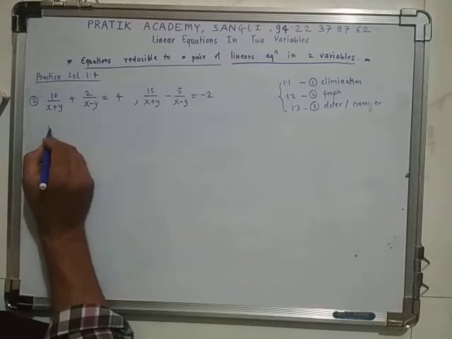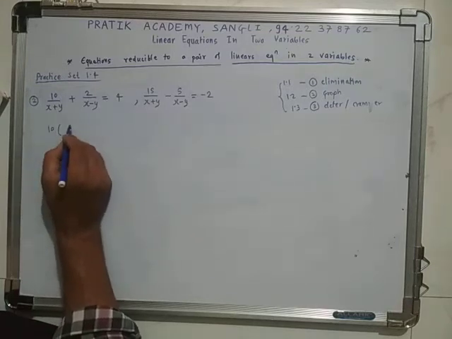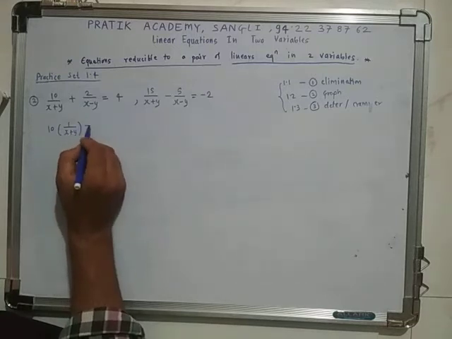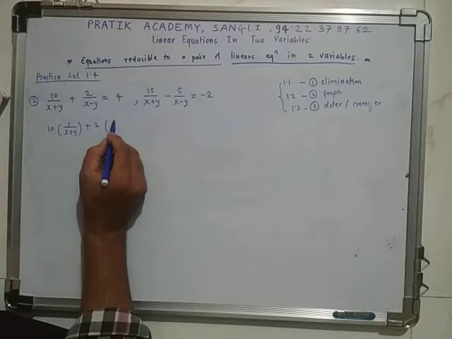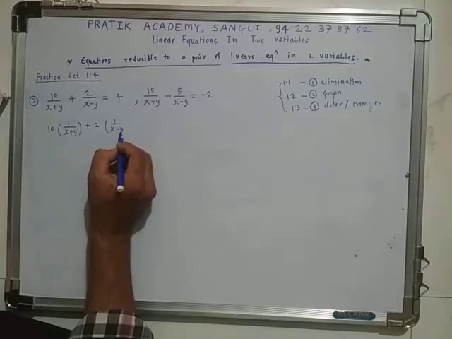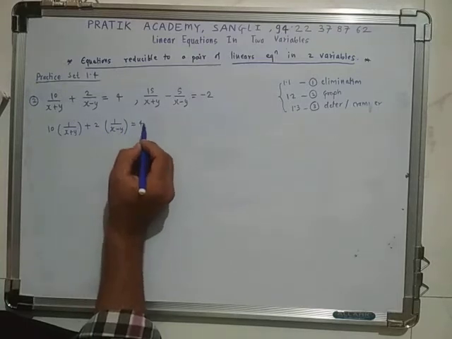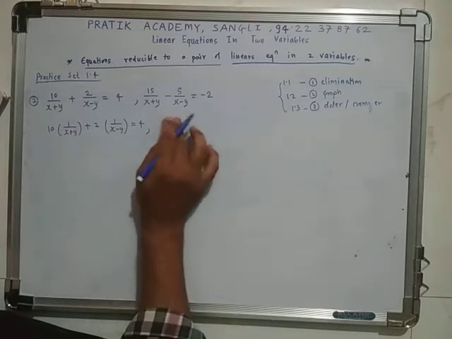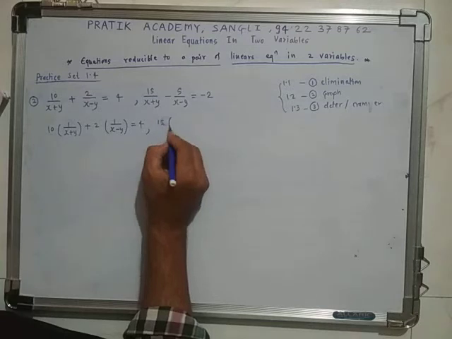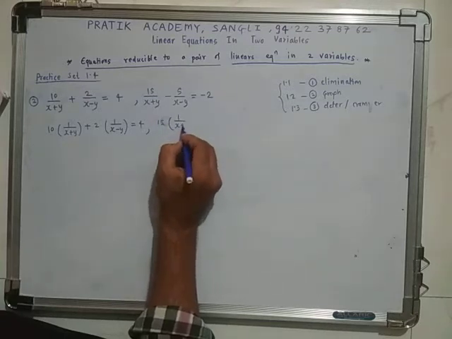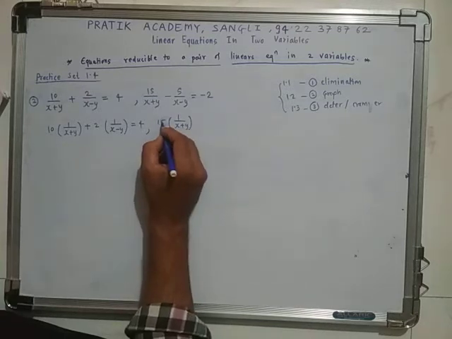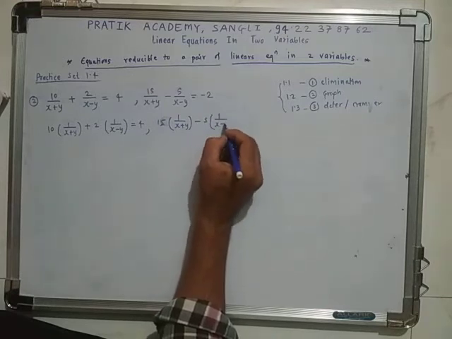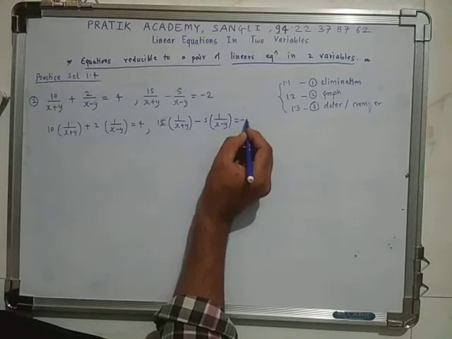So what is the first step? Write this equation as 10 into 1 upon x plus y plus 2 into 1 upon x minus y is equal to 4. And here 15 into 1 upon x plus y minus 5 into 1 upon x minus y is equal to minus 2.